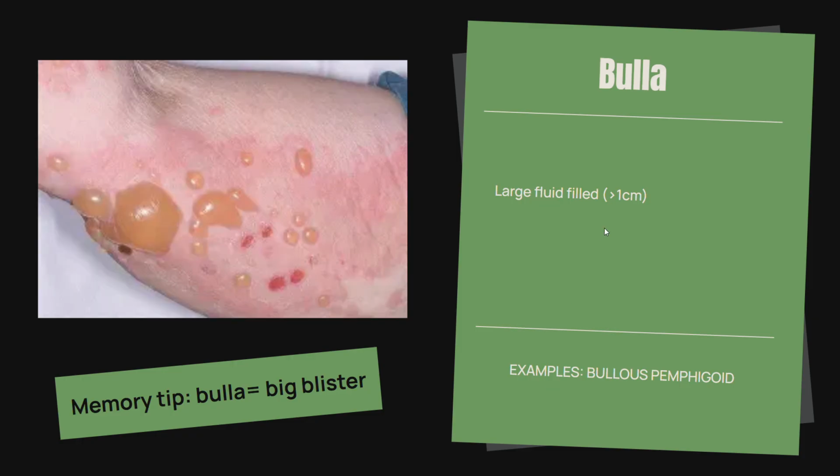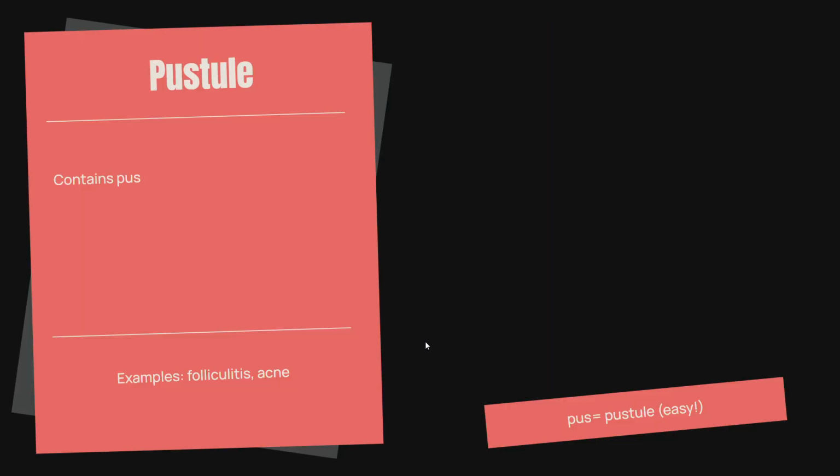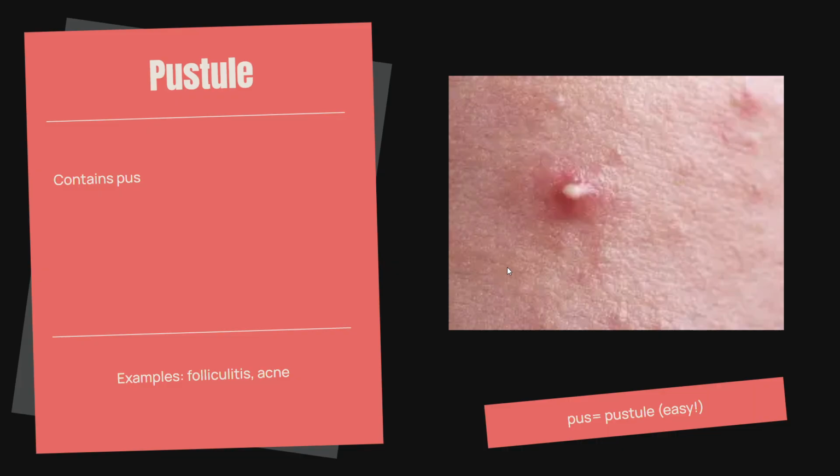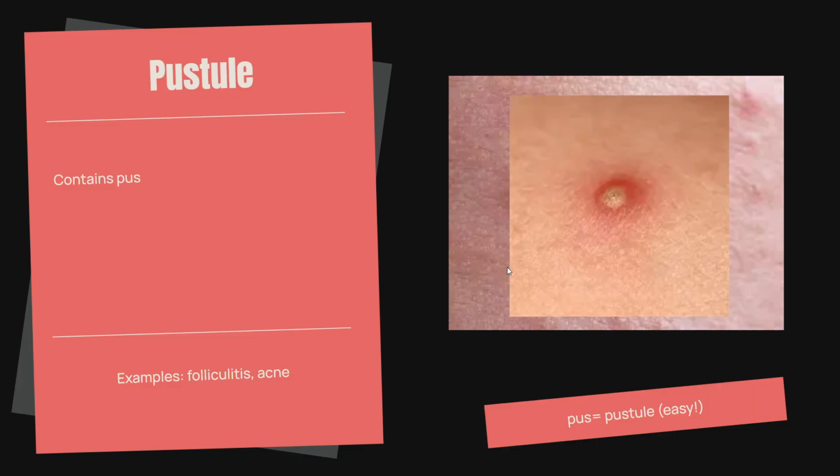If the fluid filled lesion is larger than 1 centimeter, then it is called a bulla. A simple way again to remember it is B for B, that is bulla is equal to big blister. Another common example is bullous pemphigoid. Now if the lesion contains pus, it is called a pustule. Pus means pustule. You commonly see it in folliculitis and in acne.